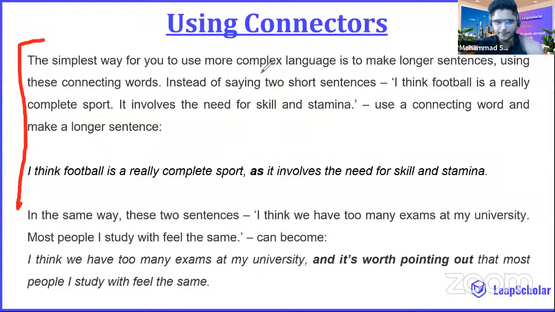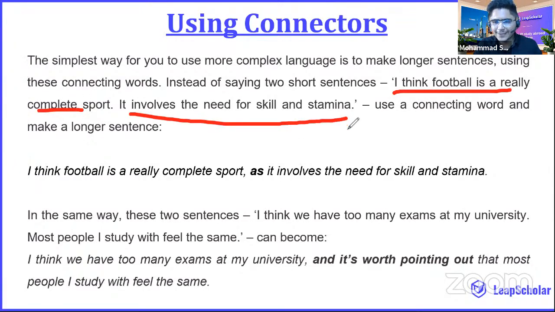Using connectors. The simplest way to make more complex language is to make longer sentences using these connecting words. Instead of saying two short sentences, I think football is a really complete sport. It involves the need for skill and stamina. Use a connecting word and make a longer sentence. Okay, thank you. So there are 2 sentences here, guys. I think football is a really complete sport. It involves the need for skill and stamina.